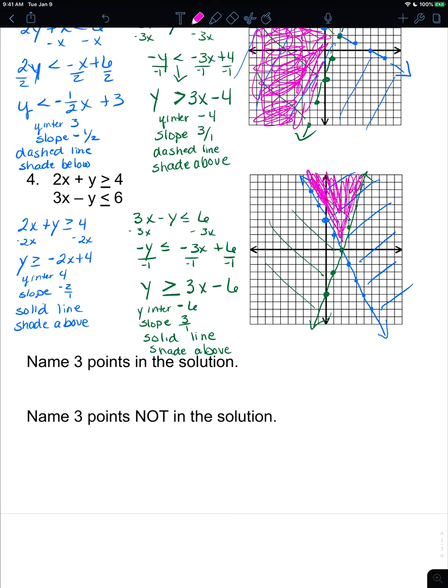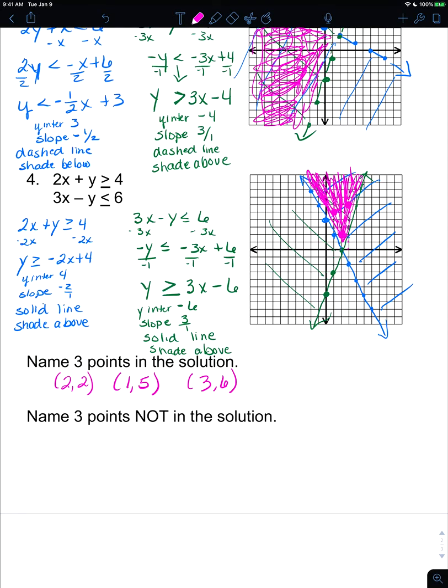Okay, so to find points that are in the solution, you've got to find points that are in this pink part. So points in the solution would be like 2, 2, that point right there. There is a point that is a solution. You could say 1, 5 would also be in the solution set. That would be about right there. Then we could say 3, 6.